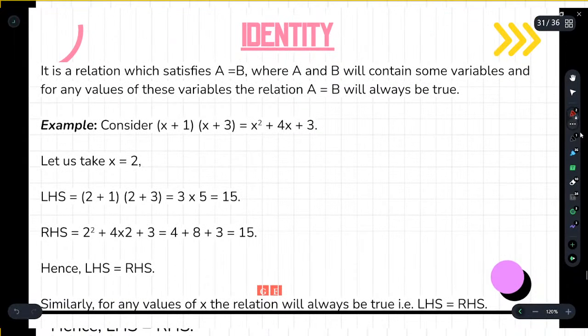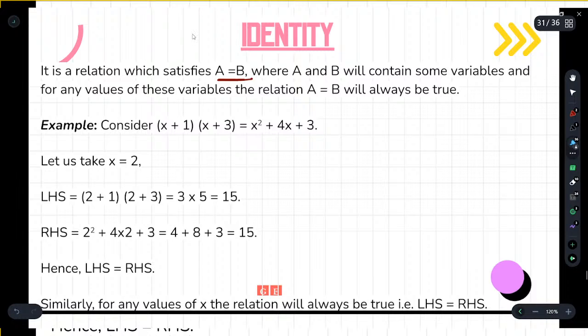Identity. What is an identity? Have you ever heard the word identity? Identity card, ID card, you must have heard it there. What is identity? It is your name. It is your identity, right? That's what it means. It is what you are. So it is a relation which satisfies A is equal to B. Okay, that is their identity.